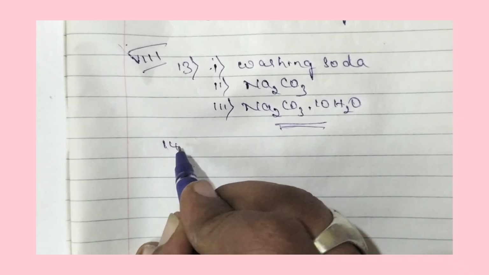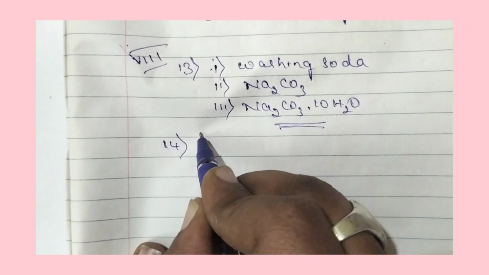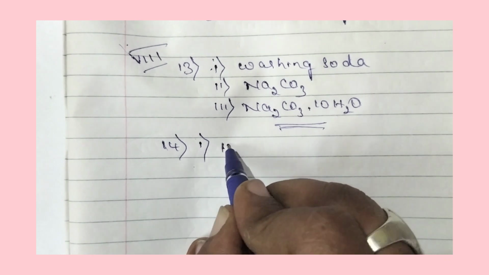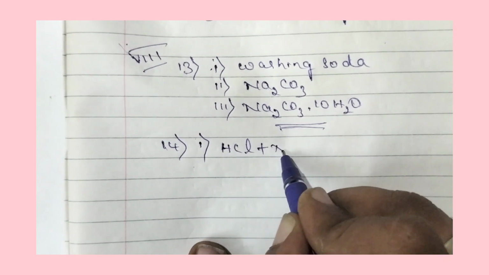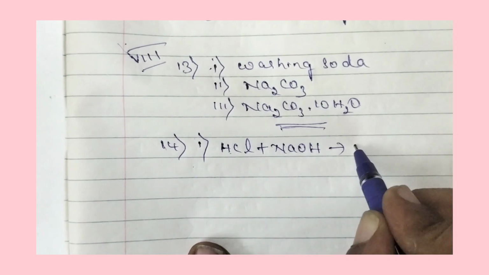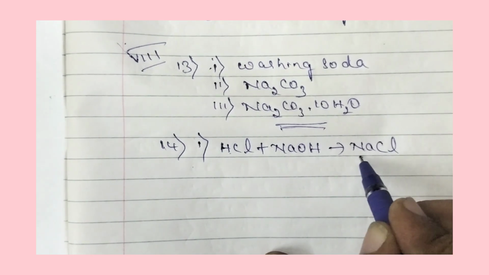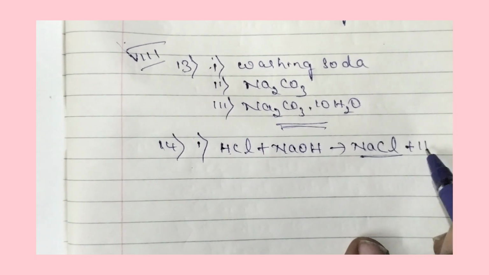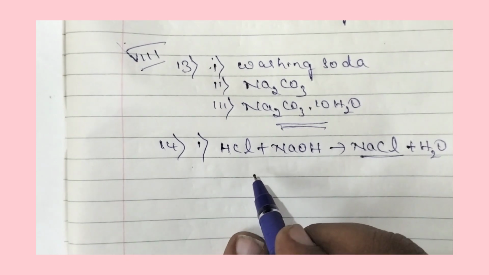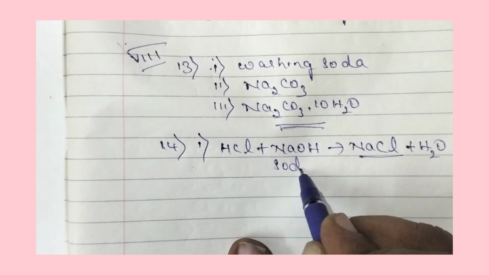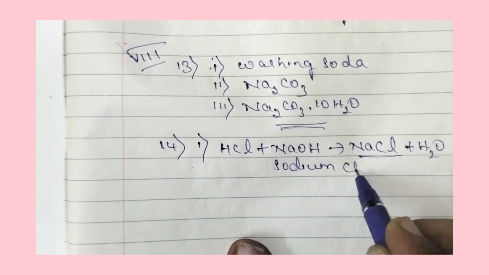This is the 14th and the last main of the chemistry part. So first, what happens when HCl reacts with caustic soda? Caustic soda is nothing but sodium hydroxide. So acid with base is neutralization, and it forms sodium chloride and water. So the name of the product formed here is sodium chloride.